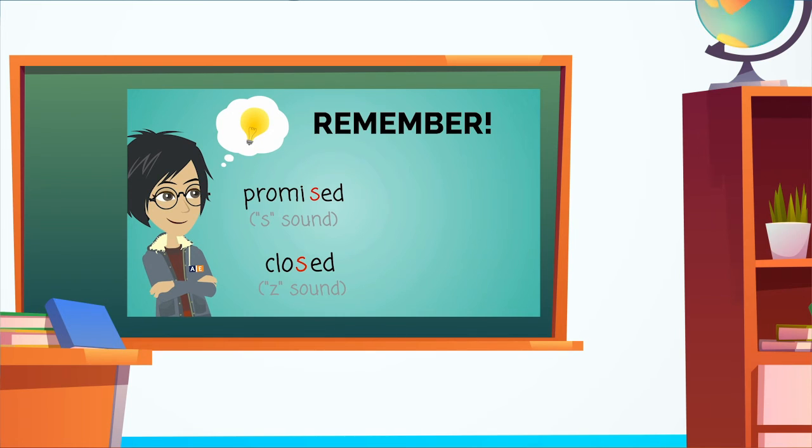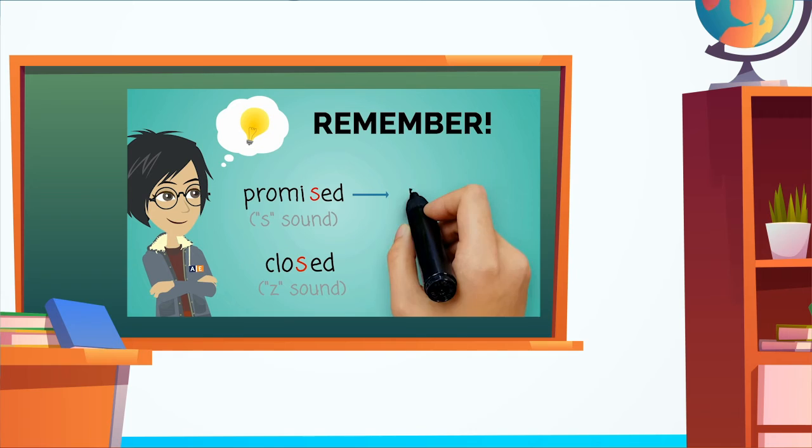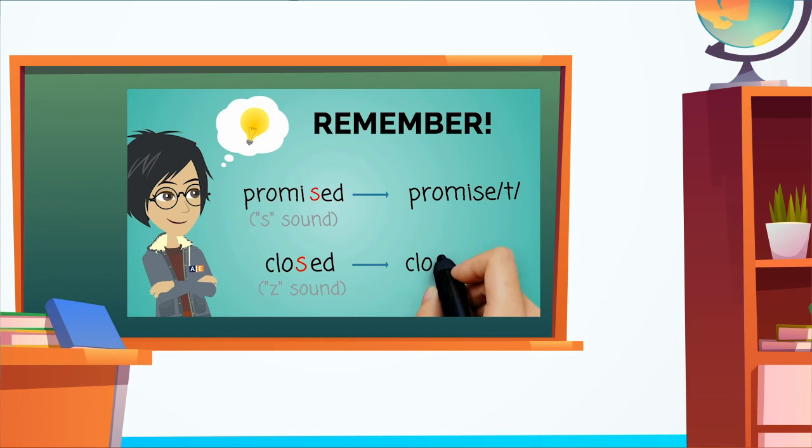Both promised and closed have an S before the ed ending. However, promised has an S sound and closed has a Z sound. That's why promised has a T ending and closed has the D ending.